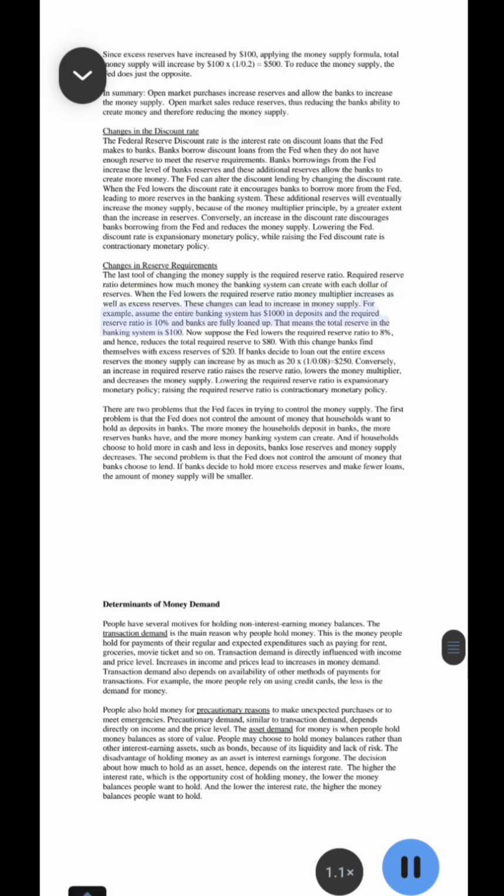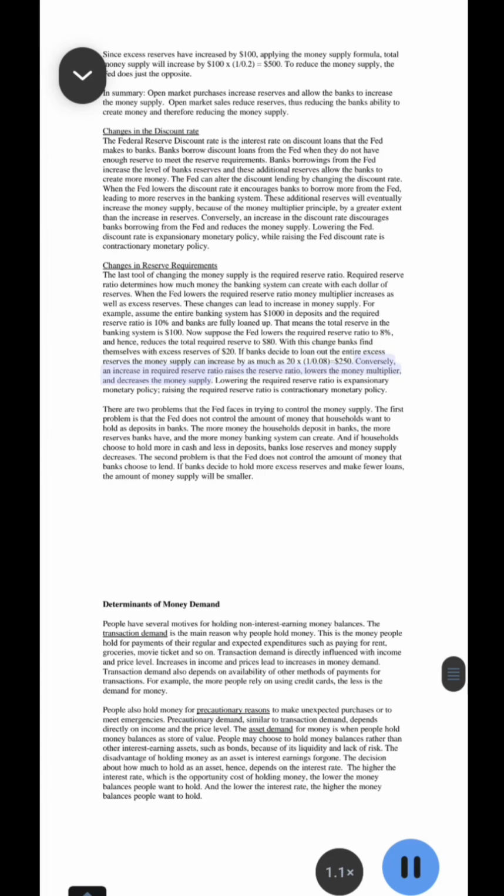For example, assume the entire banking system has $1,000 in deposits, the required reserve ratio is 10%, and banks are fully loaned up. That means the total reserves in the banking system are $100. Now suppose the Fed lowers the required reserve ratio to 8%, and hence reduces the total required reserves to $80. With this change, banks find themselves with excess reserves of $20. If banks decide to loan out the entire excess reserves, the money supply can increase by as much as $20 times 1 over 0.08, which equals $250.